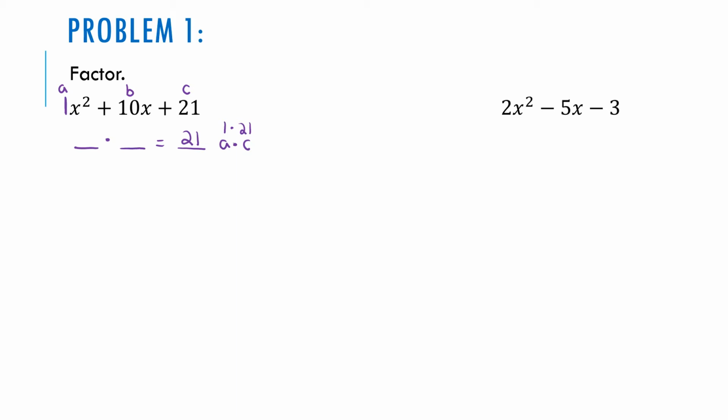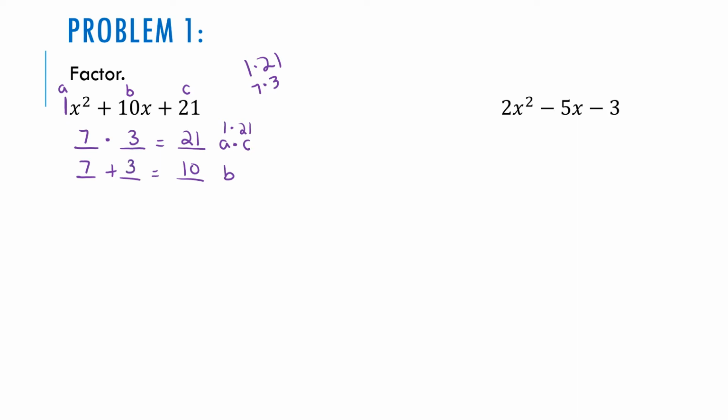And those same two numbers that we're looking for also need to combine to be b, and b in this case is 10. So two numbers that multiply to be 21 that add to be 10. So numbers that multiply to be 21 is 1 times 21 and 7 times 3. 1 and 21 will not add to give me a 10, but 7 and 3 will. So 7 times 3 is 21, 7 plus 3 is 10.